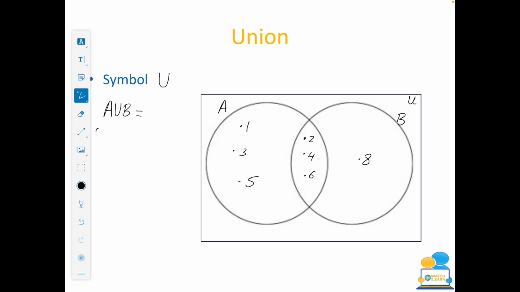So A union B is going to equal, when we're listing the elements, we always use a curly bracket, 1, 2, 3, 4, 5, 6, and 8. I'm going to count up my list to make sure I have the same amount of terms that I do in my Venn diagram. So we have how many numbers in our Venn diagram? 1, 2, 3, 4, 5, 6, 7. And here we have 1, 2, 3, 4, 5, 6, 7 elements as well. So A union B is everything that's in A and B together.